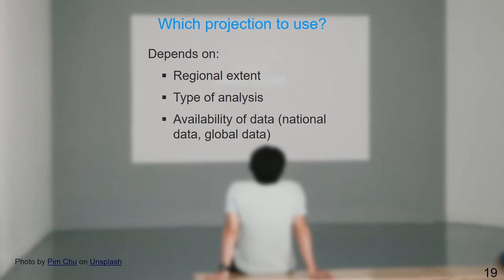It also depends on the type of analysis. Different projections have advantages and disadvantages, and definitely if you do DEM analysis, work with elevation models, or do measurements, it is not a good idea to use latitude-longitude, but to use a projection. It also depends on the availability of data. If a lot of national data is available, then you also stick to the national projection. If you rely on global data a lot, then it's maybe better to stay in a global projection.